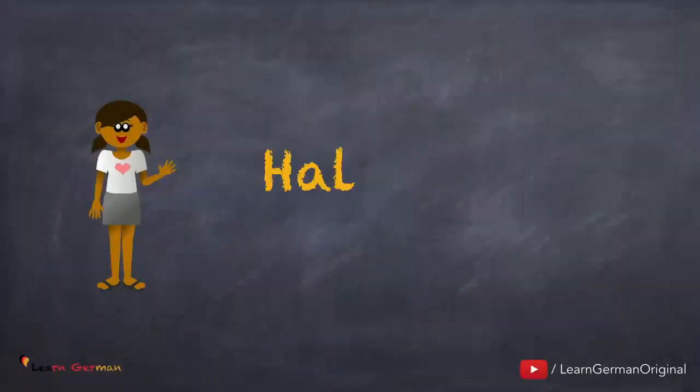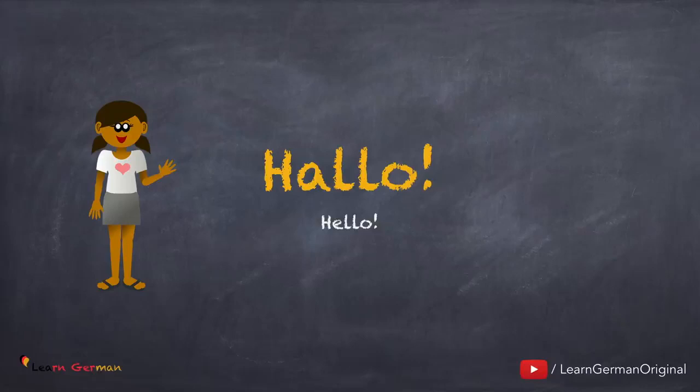So, here's the first one. Hallo. This is the most commonly used form of greeting in Germany. Notice the difference in pronunciation. It's hallo and not hello. These days, some people also greet with a simple hi.